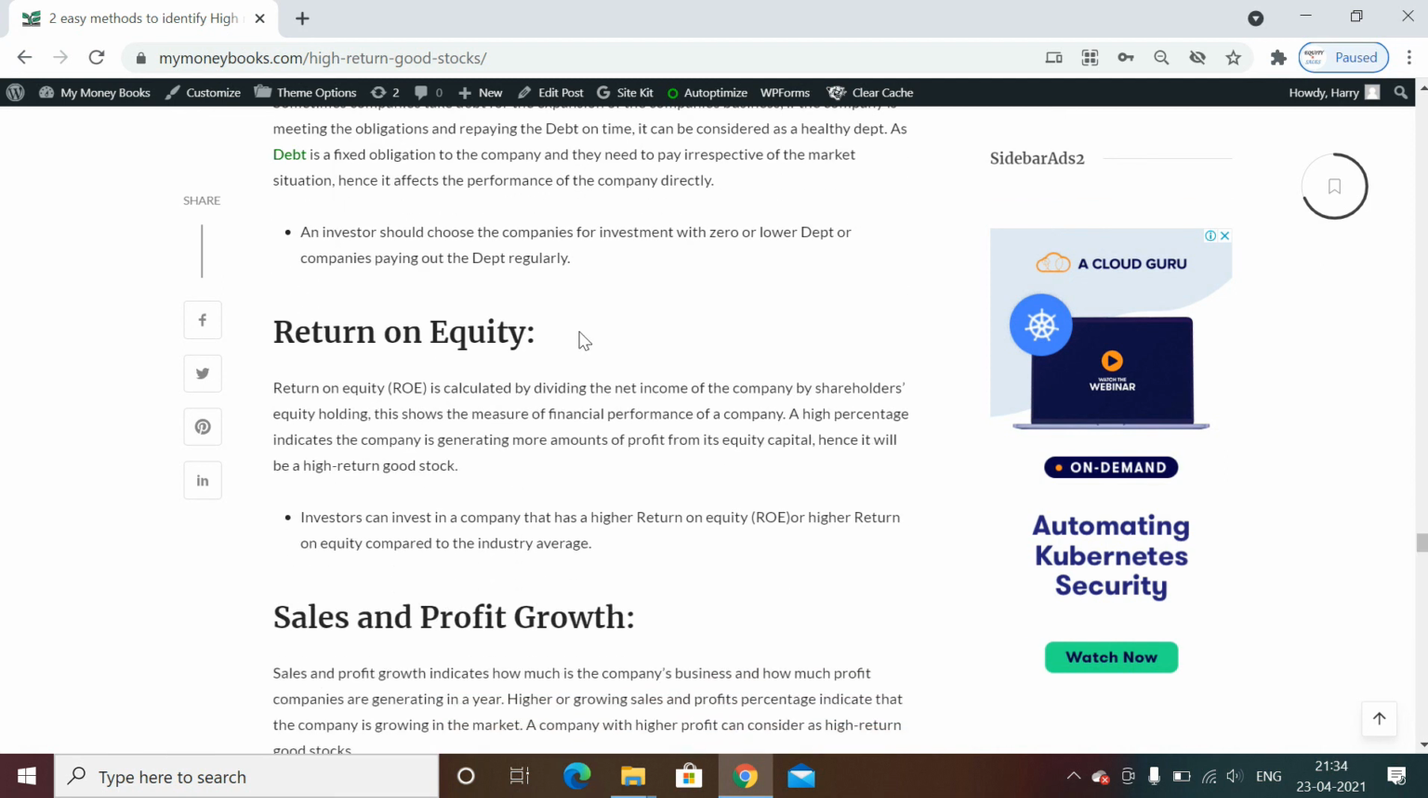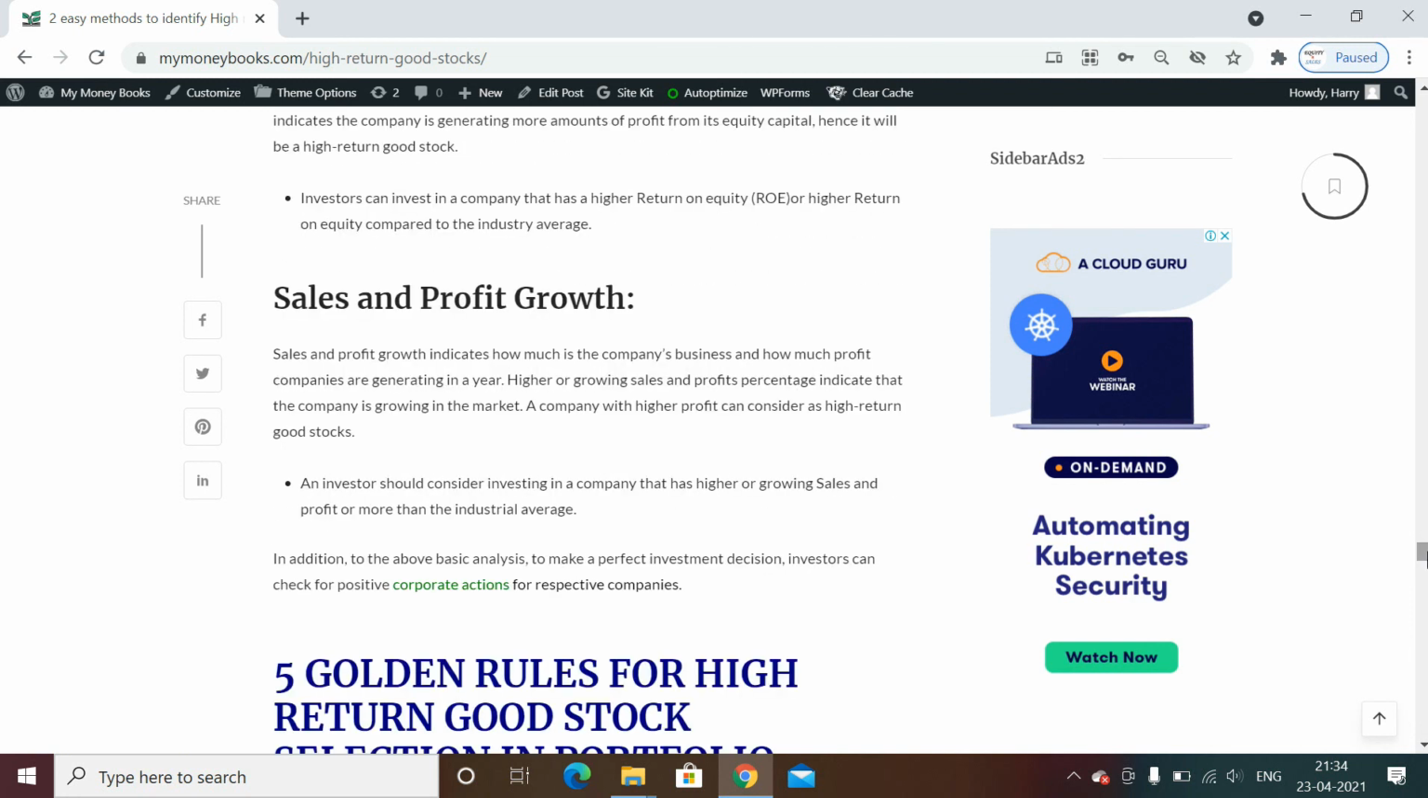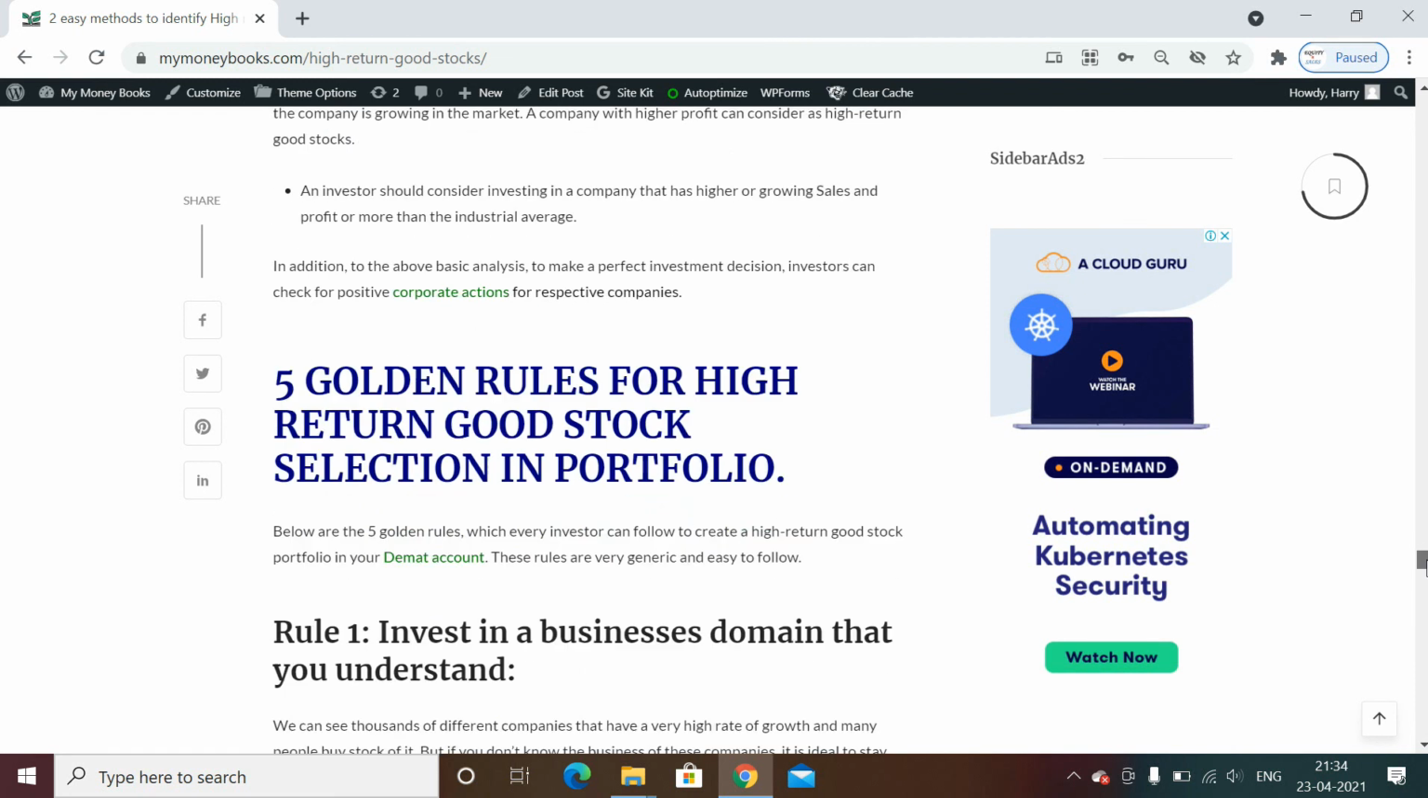Then return on equity we can check. If the ROE is a higher value, we can surely invest in that company. Sales and profit growth. If the sales are increasing, it means the company's business is increasing. So that means we can directly invest in the companies which have higher sales.